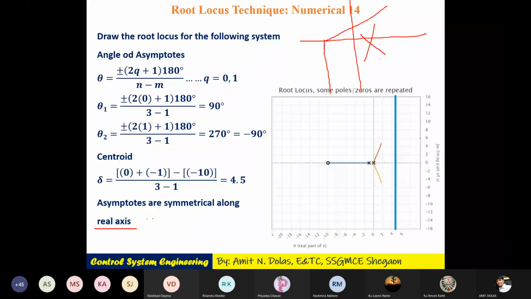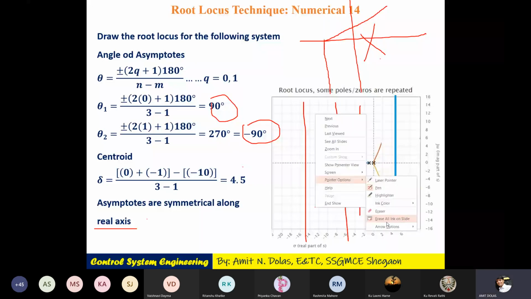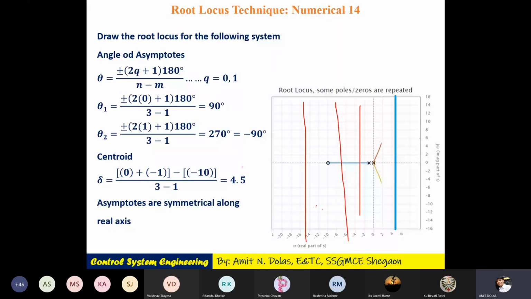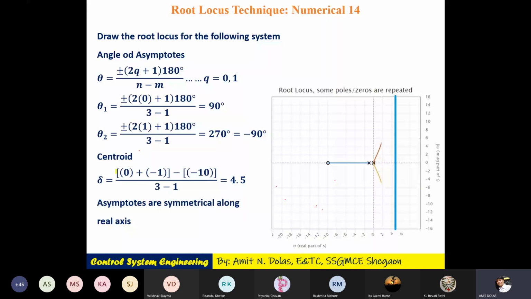Now where is it? These are the two angles, but where are they located? Is it here? Is it here? Or here? For that we'll go for the centroid. Centroid calculation again is what? Summation of real part of poles minus summation of real part of zeros, divided by the difference between the number of poles and zeros. Summation of real part of zeros, that is 0 plus minus 1, minus summation of real part of poles, that is minus 10, divided by the number of poles minus the number of zeros, that is 3 minus 1. So you can see here minus 9 comes in the numerator, minus 9 divided by 2, so it will be 4.5.